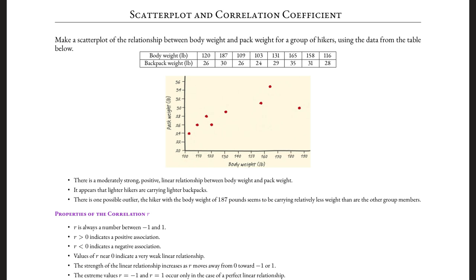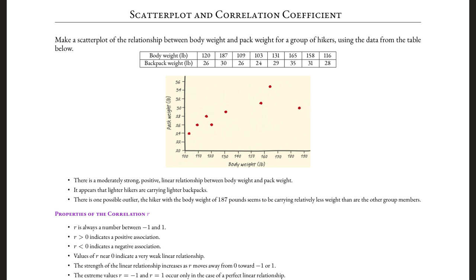We also need to check for any deviation from the pattern. It looks like there is one point that might not belong to the rest of the group: the individual with a body weight of 187 pounds who carries a 30-pound backpack.